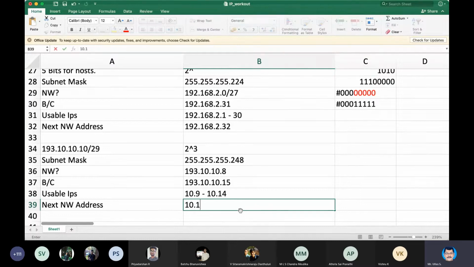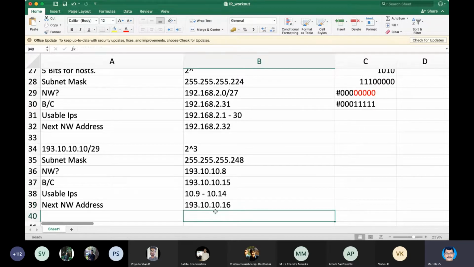When you are writing for the exam, don't write like this. If I do a shortcut, you will further shortcut it and write. So let me write in full: 193.10.10.16. Is this clear, guys?